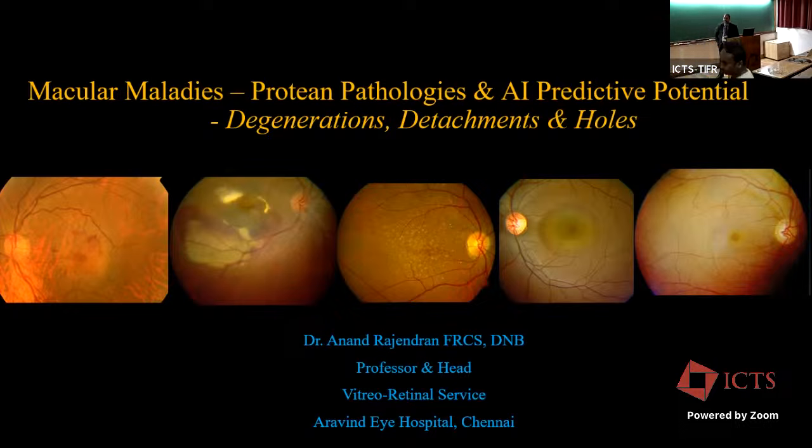Okay, thank you, Rahul. It's an absolute honor, pleasure, and a privilege to be addressing an august audience here. This is not something we retina specialists, ophthalmologists do regularly. It's going to be a challenge, and I'll try to make the best of it. So I'm going to be talking to you today about macular maladies, protean pathologies, and AI predictive potential. I'm going to be talking about a bunch of pathologies, but focusing largely on age-related macular degeneration, which is a big problem, as you'll see.